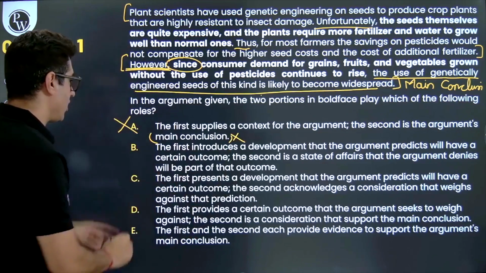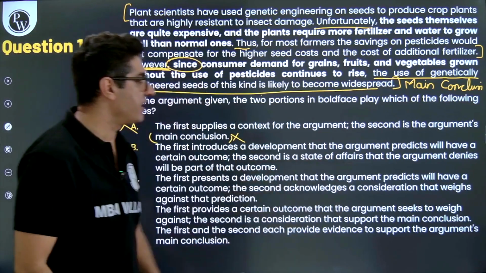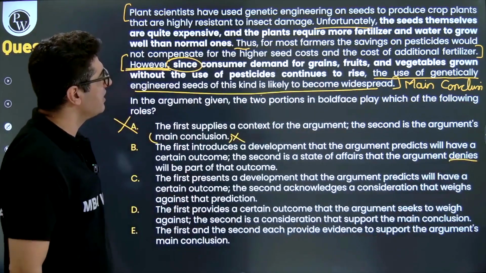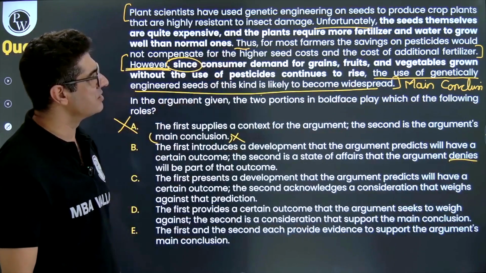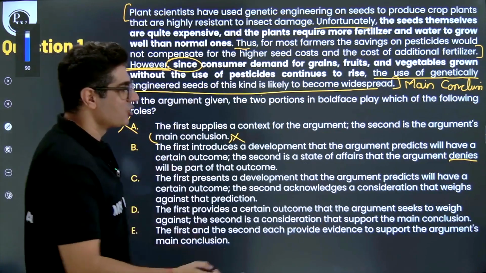So A gets ruled out. B, the first, okay, we're just focusing on the second. The second is a state of affairs that the argument denies will be part of that outcome. Does the author deny this? No, he is accepting it. So this is wrong.